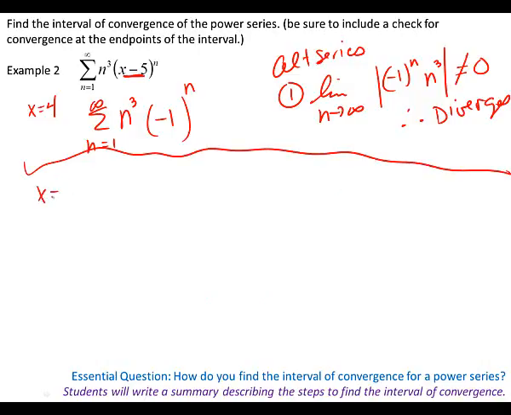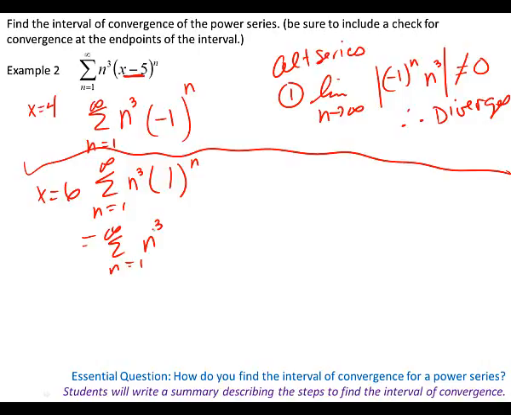Now we're going to do the x equals 6. Okay, so n equals 1 to infinity of n cubed. What's 6 minus 5? 1. It's just 1. So really this is just saying the sum is n equals 1 to infinity of n cubed, isn't it? P series. It's not a p-series. P-series has to be 1 over something. Not a P. It's geometric.